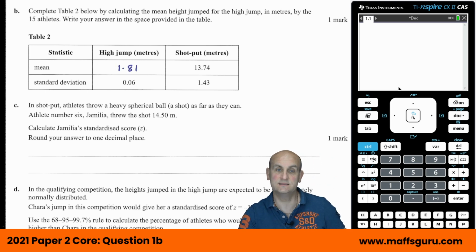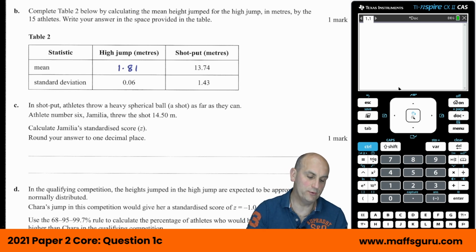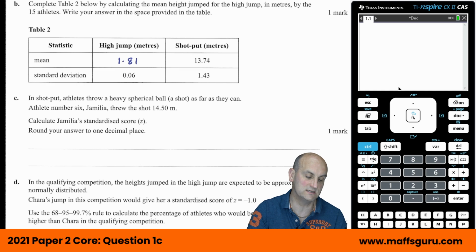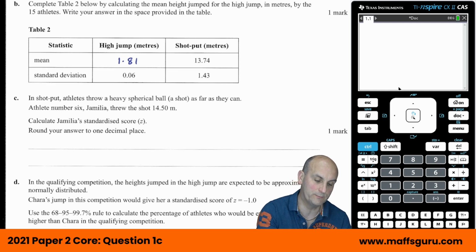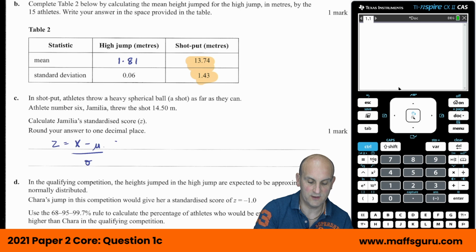1.81 meters. Okay. In shot put, athletes throw a heavy spherical ball as far as they can. Athlete number 6, Jamila, threw the shot 14.5 meters. Calculate Jamila's standardized score. Now, because we're dealing with shot put, that basically means we need to use this information here, because when it's talking about standardized scores, it's talking about a Z-score. And we know that Z is equal to the actual score minus mu divided by sigma.